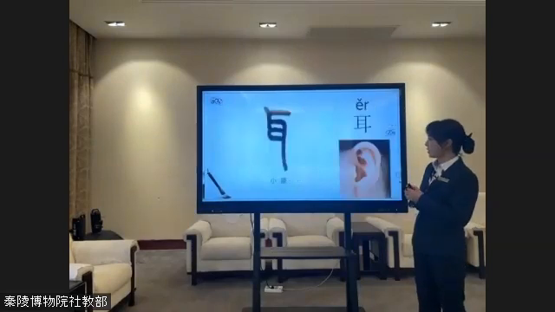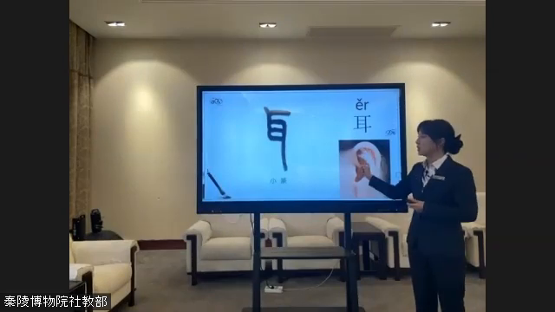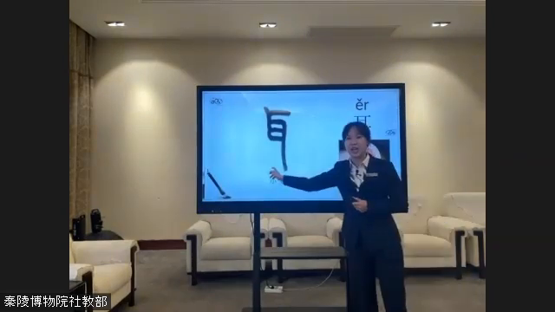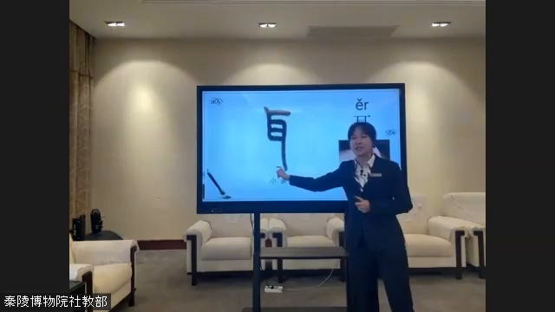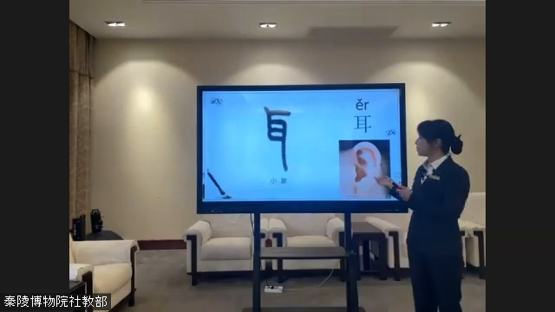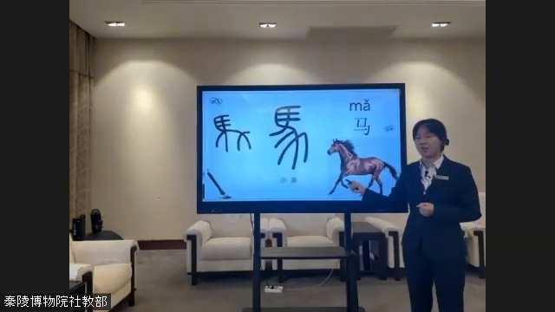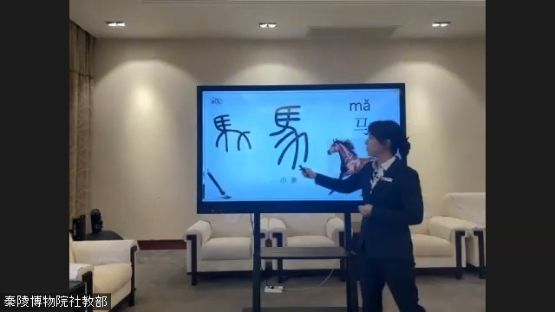The next one here, that's very clear. We have this word called ear. That's 耳 in Chinese. So we can see all those characters can be shown from the Chinese words. And later we'll learn how to write them one by one. And this one is ma, as we saw before. There are different styles of small seal script.